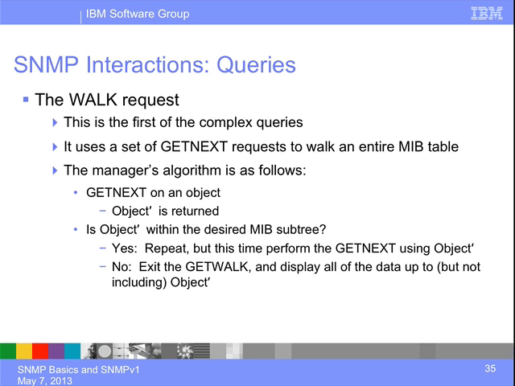Now we get into our more complex interactions. The first is the walk request. A walk is really only visible to an end user, as the manager will translate the command into a series of GETNEXT requests. The intent of a walk is to return all of the data within a MIB table or subtree. The algorithm used by the manager is to perform a GETNEXT on an object, usually the OID of the table.